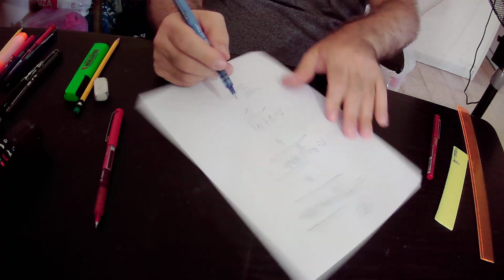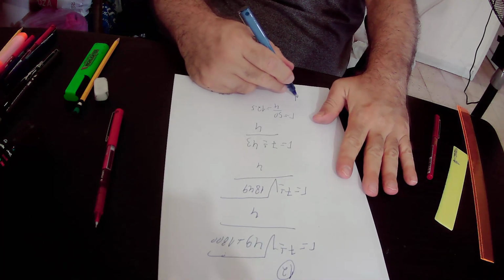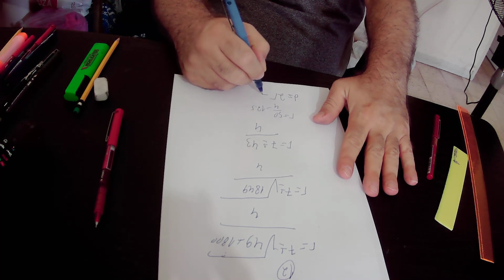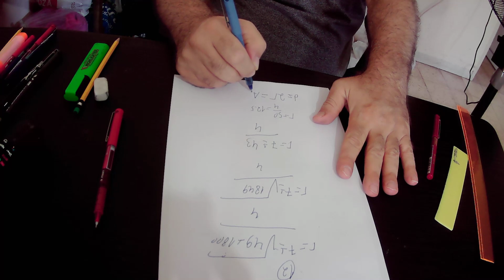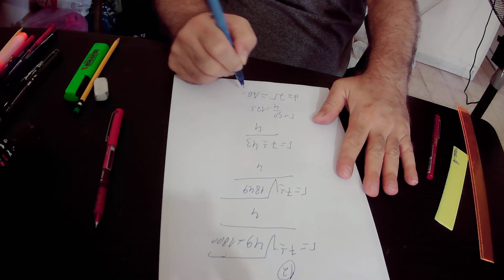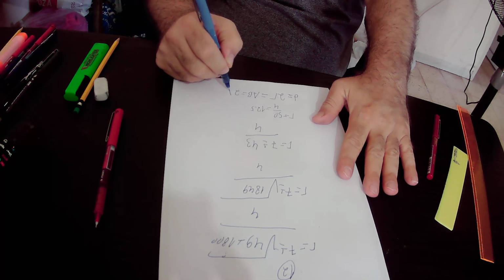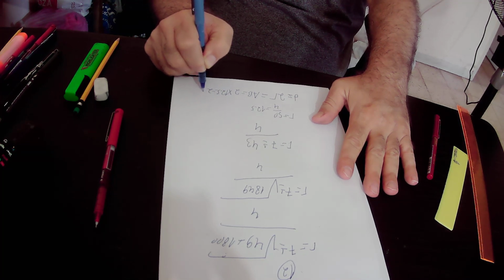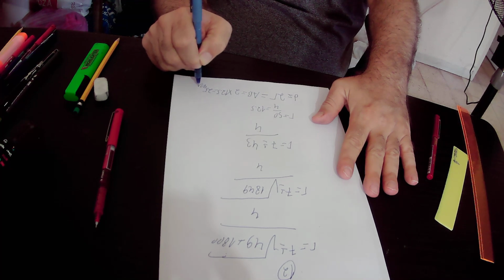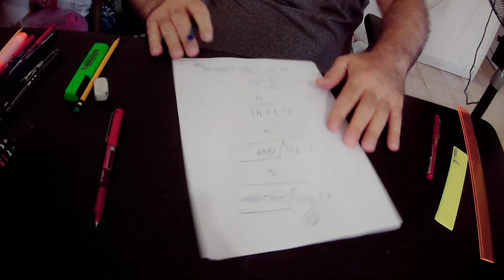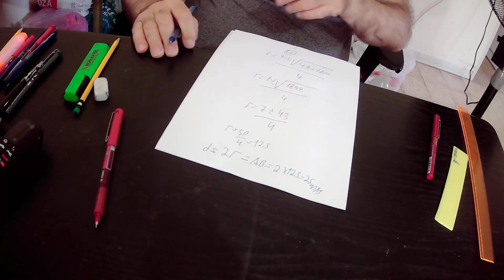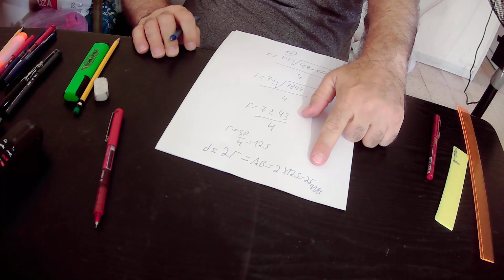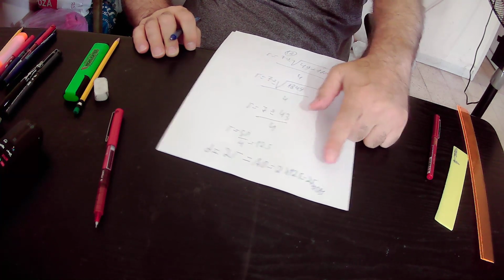And we know that the diameter of any circle is 2 times the radius. That is actually equal to AB. AB is the diameter of the circle. 2 times 12.5 is 25 units. So we found out that the diameter of the circle equals 25 units.